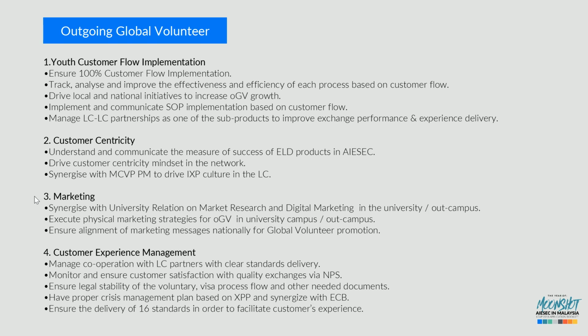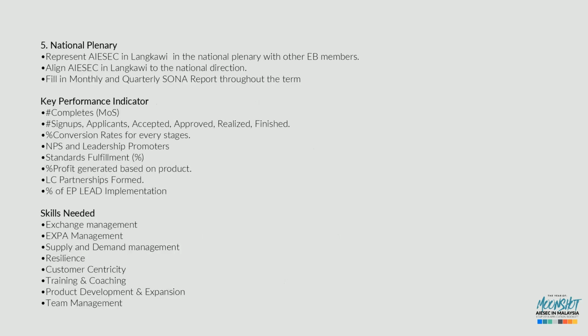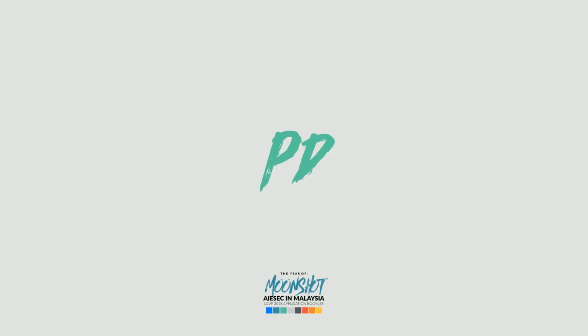And also ensure the alignment of marketing message nationally for global volunteer promotions. So in OGV marketing, you're focusing more on the local physical marketing strategy. These are the KPIs, which means they also have sign-ups, applicants, accept, approve, realize, finish. Sign-up is included because of the newly added JD, which means that they execute the physical marketing strategy. And that's all for B2C marketing and OGV.